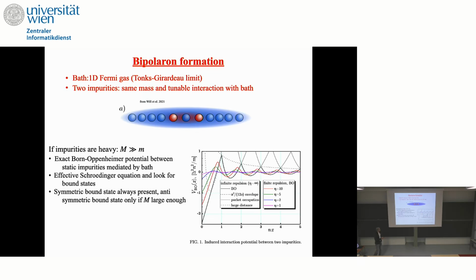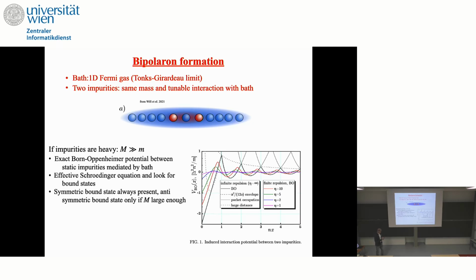So I just would like to sketch a problem that we are considering at the moment, and this is the bipolaron formation. So you have a one-dimensional Fermi gas or a Tonks-Girardeau limit, and two impurities with the same mass and tunable interactions. So this is important because you have a bath that is, in this case, fermionic. You have the two impurities which don't see each other, but they have a mediated interaction via the bath. Okay, and what we find is that you can have the formation of a bound state of the two impurities. This is called the bipolaron, and has many important consequences in the field of superconductivity. So it's a very important problem.